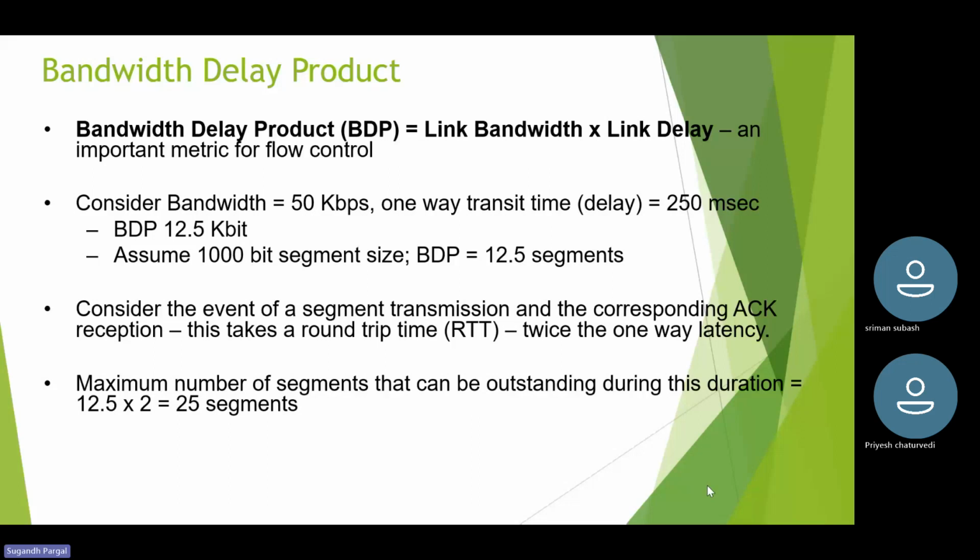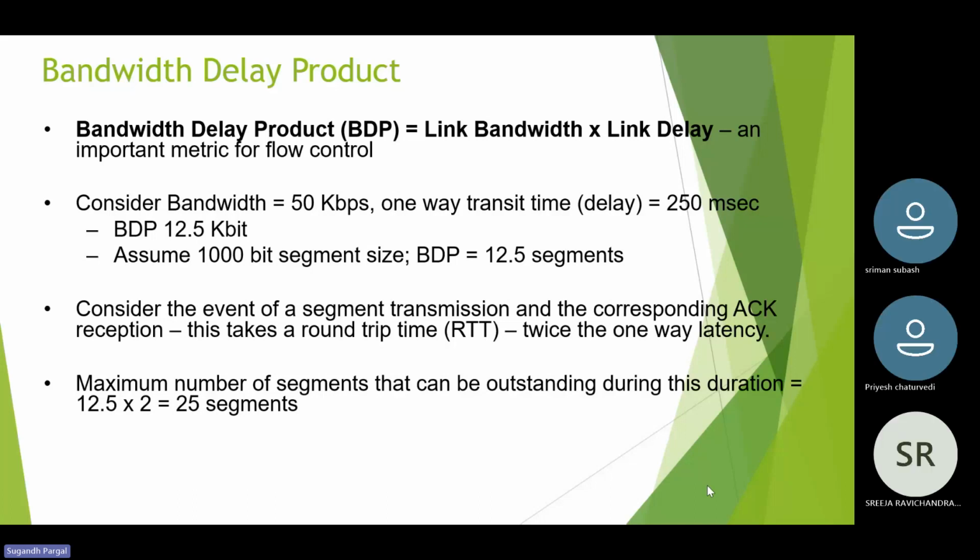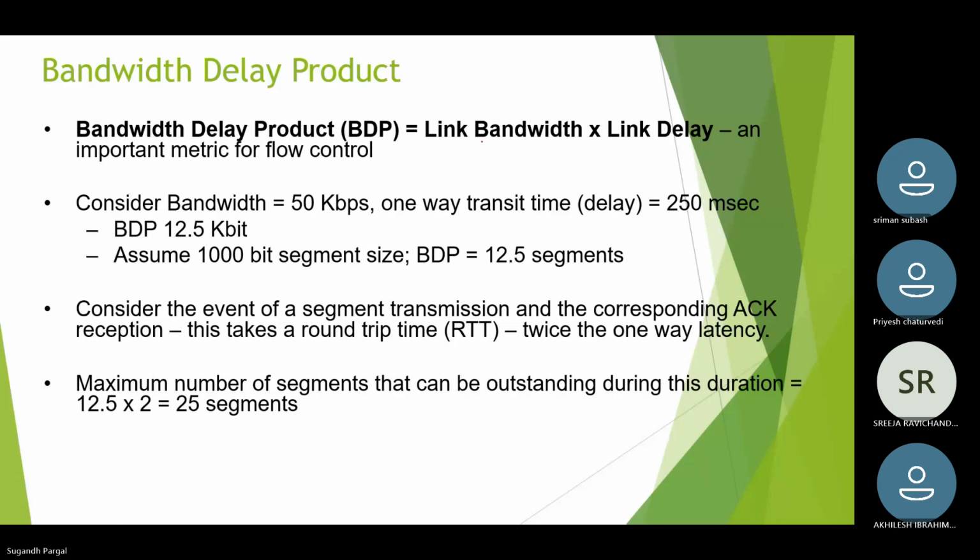So what is the bandwidth delay product? Whenever there is one host and another host which want to communicate with one another, we need to compute the bandwidth delay product, or what is the channel capacity of that particular link. So the bandwidth delay product is measured by the product of link bandwidth and the link delay. So this link bandwidth is the bandwidth of the link.